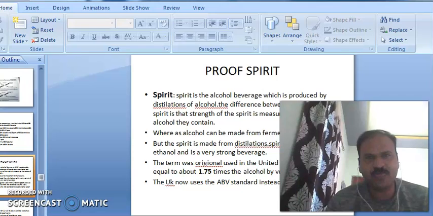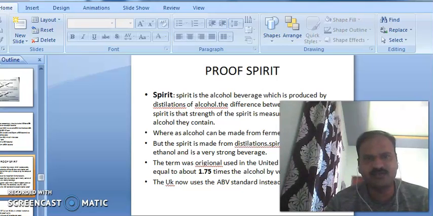Alcohol can be made by fermentation, whereas spirit is made by distillation. Spirit mainly consists of ethanol and is a very strong beverage compared to alcohol. Spirit is stronger than alcohol.